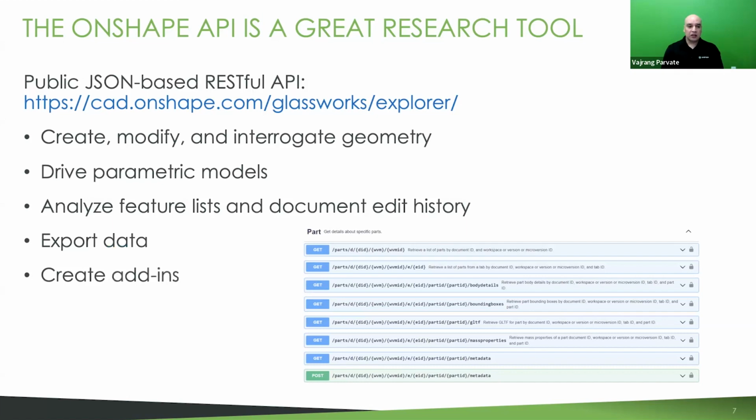And then, of course, you can also create a complete add-in in your own user interface that can be used directly by end users in their own documents. So just like the FeatureScript that we use ourselves, the Onshape REST API is also used by our own user interface and mobile applications. So we make heavy use of our own API. So it's the same API that we use that you get to use.